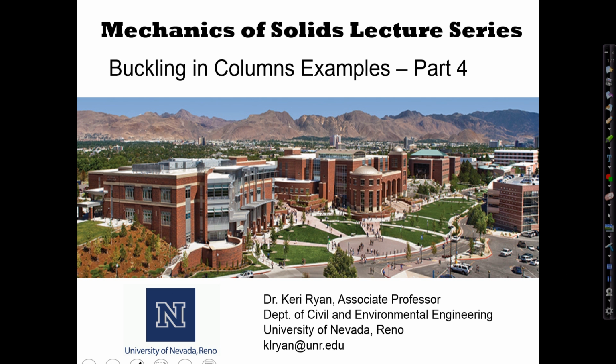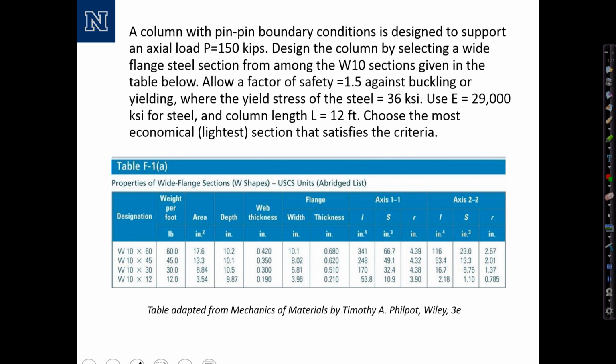In this series of videos, we're solving examples demonstrating buckling applications in columns. The next example is a design example. The problem statement reads, a column with pin-pin boundary conditions is designed to support an axial load P equals 150 kips. We're to design the column by selecting a wide flange steel section from among the W10 sections given in the table below. Here's the table.